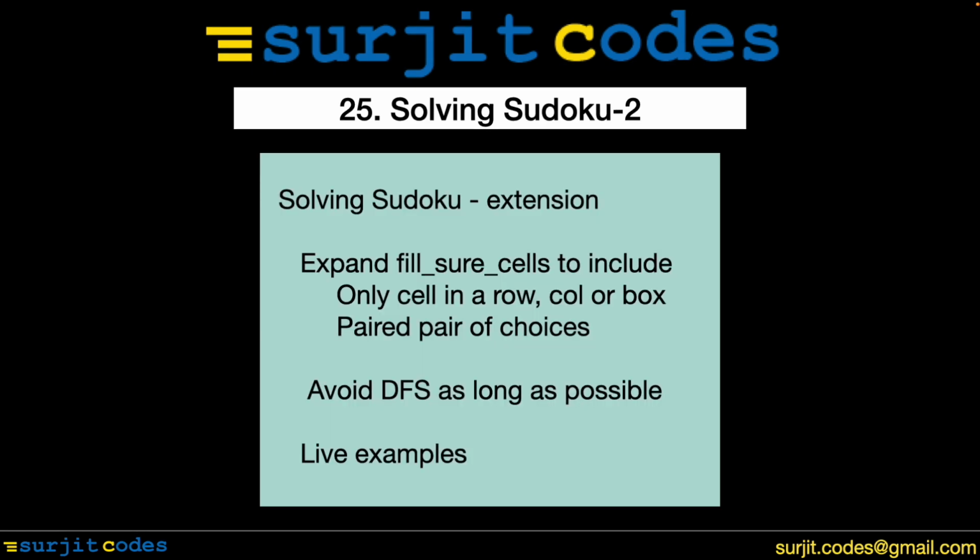In this session, we will extend our Sudoku solution by expanding the fill sure cells function to include two more cases. One of them is about finding the only cell for a choice in a row, column, or a box, and another one is based on the paired pair of choices. These functions help us in avoiding the depth-first search as long as possible. We will learn about these by examples.